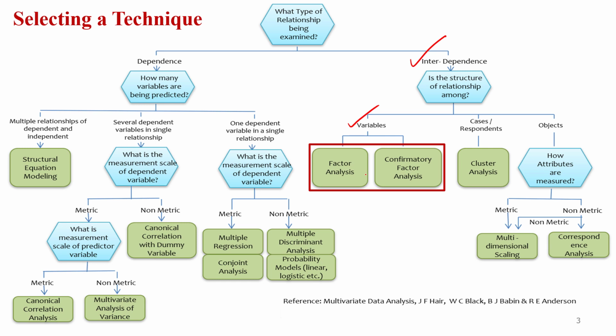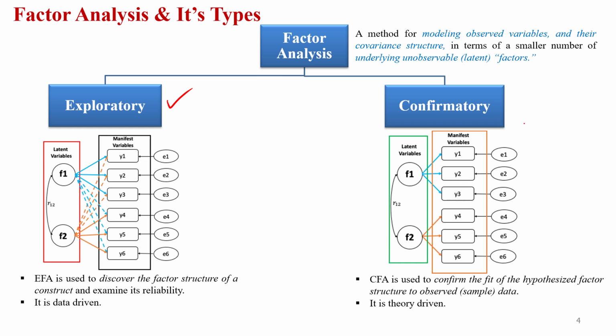Now, as we are discussing, there are two types of factor analysis. One is known as exploratory factor analysis, another is known as confirmatory factor analysis. First of all, factor analysis is used to model the observed variables which we can measure directly. In observed variables we check the covariance, or you can say correlation structure, in order to get the similar type of variables. However, we can also measure the underlying unobserved variable, which is known as a latent variable.